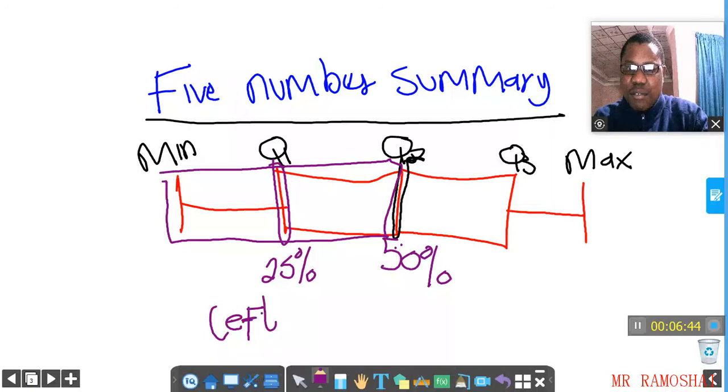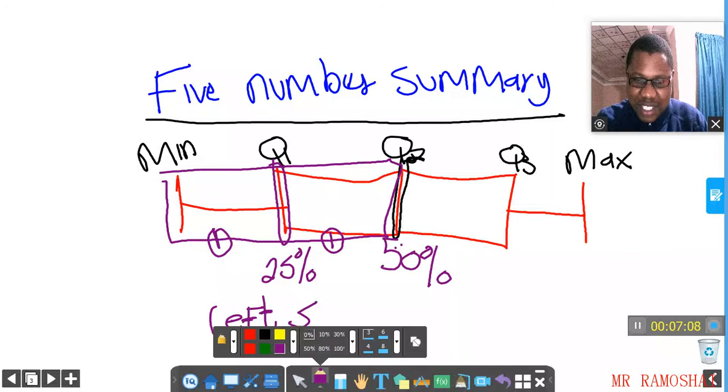Right? This is our left after quartile number 2. That means this 50% now is divided into 2. So if you check, it's going to be 50%, 25%, then 25%. So all in all, it is 50% in your left. Is that clear? Right. Then let's go to our right now.